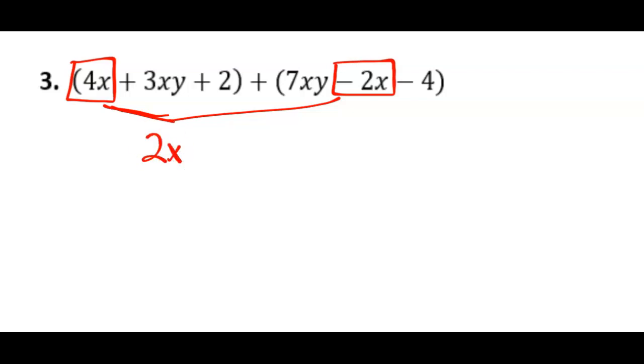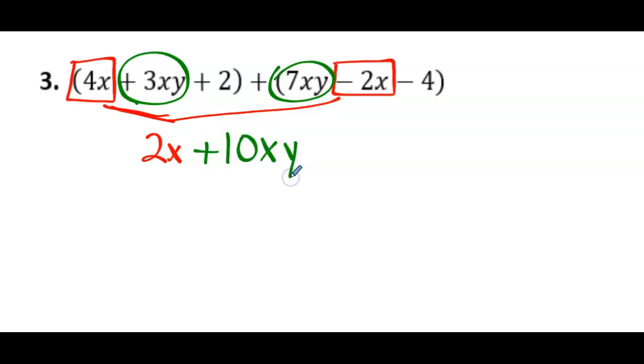All right. What about positive 3xy plus positive 7xy? How many xy's am I going to have? I'm going to have plus 10xy. All right. What about my constants? I've got a plus 2 here and a minus 4 here. I'm adding those together. I'm going to get minus 2. And that's it. That's the rest of the story.